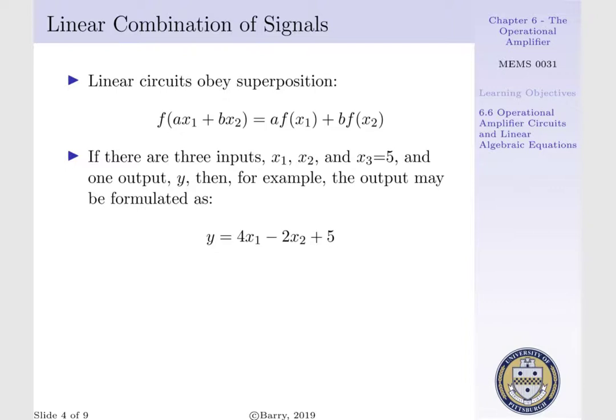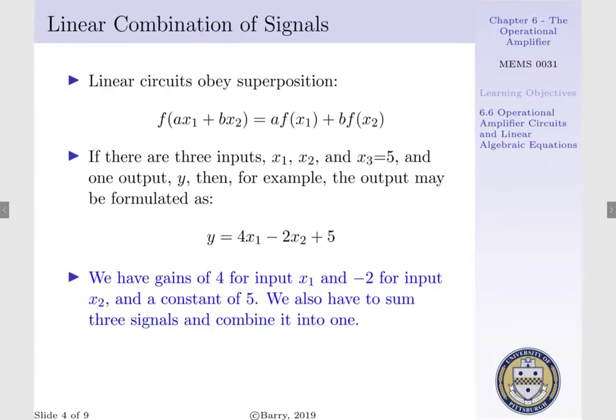This becomes helpful when we try and sum or subtract signals. For instance, say we have three inputs, x1, x2, and x3, where x3 is a constant, and we want one output, y. Our output then can be formulated as 4x1 minus 2x2 plus 5. Now we notice we have a gain of 4 for x1, a gain of minus 2 for x2, and a constant of 5. All we have to do is apply our proper gains to the system and then sum our signals.